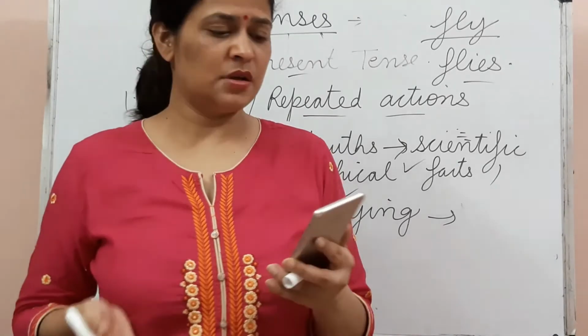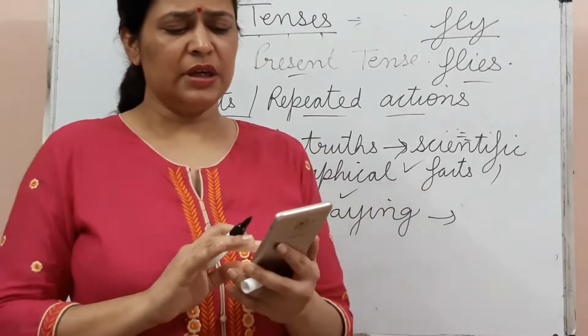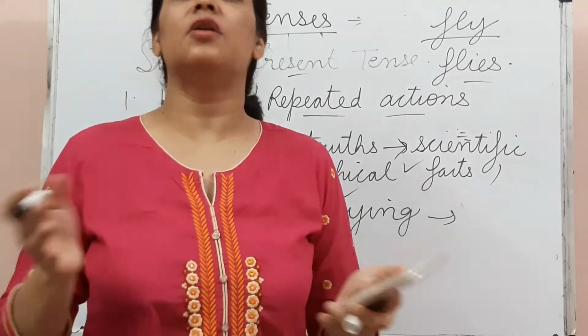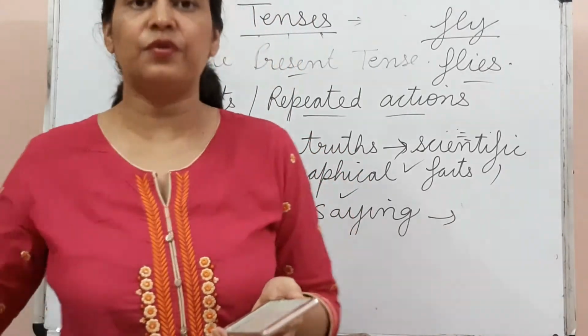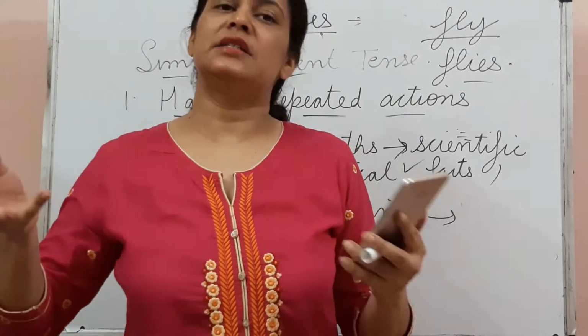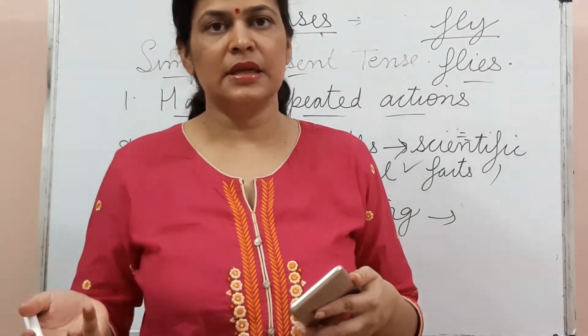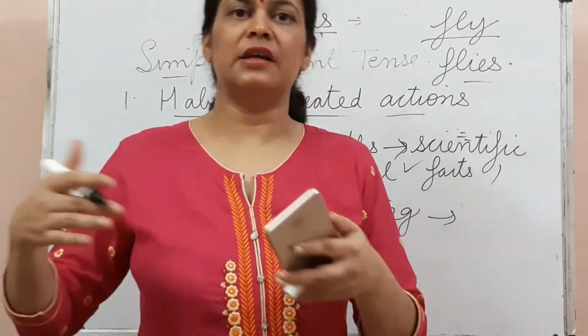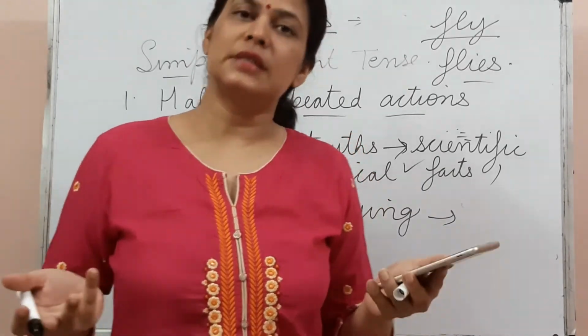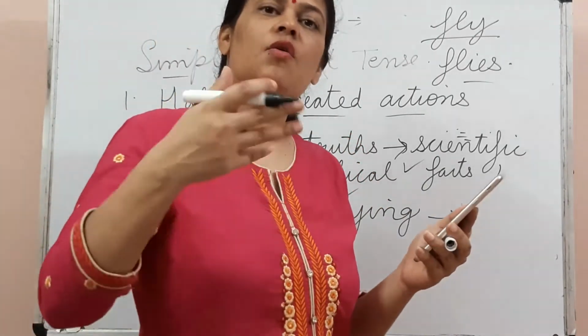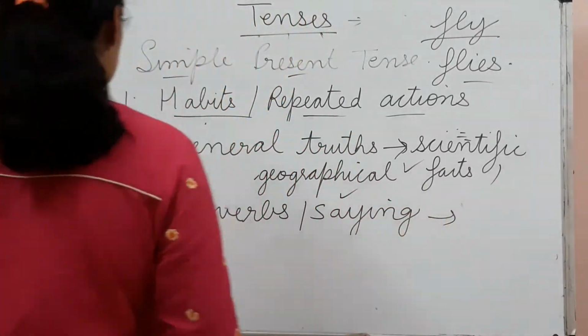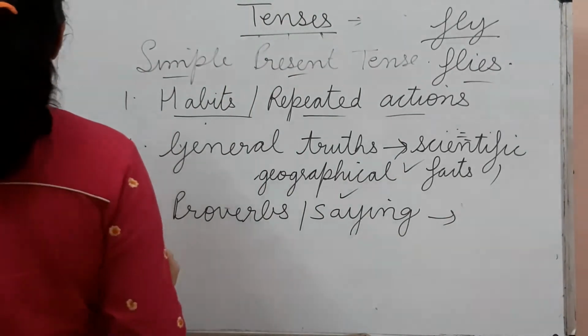Apart from this, what is it? For things that stay the same for a long time. Same for a long time means it is true presently. That means simple present tense. I live in Udaipur. I live in Nimbahera. So this is a simple present tense. It is going on for a long time. So it's a simple present action.